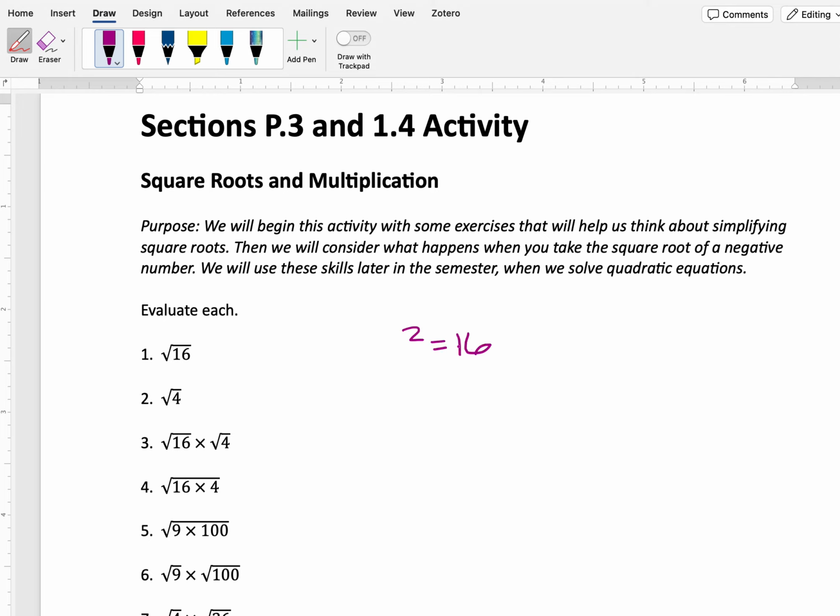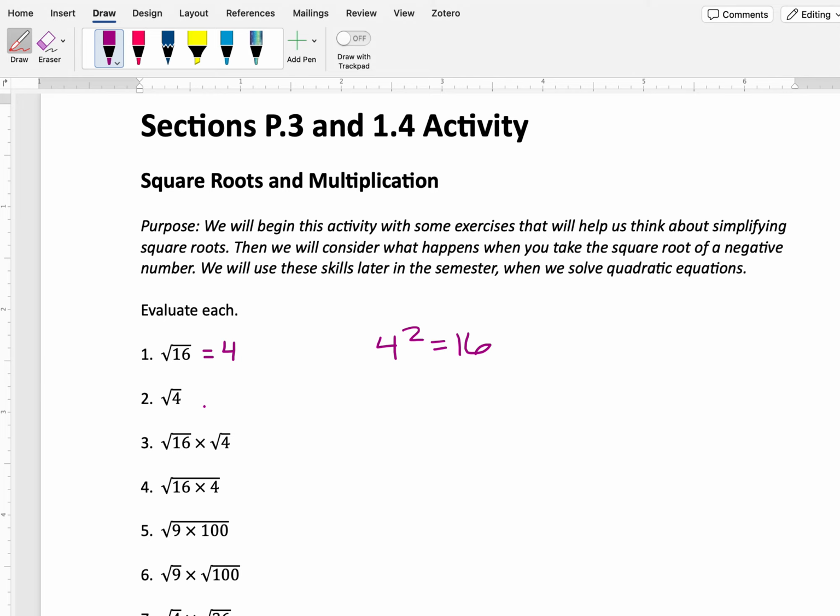So what number squared equals 16? Well, that would be 4. 4 times 4 is 16. So since 4 squared is 16, the square root of 16 is 4. Square root and square are opposite operations, so they undo each other.